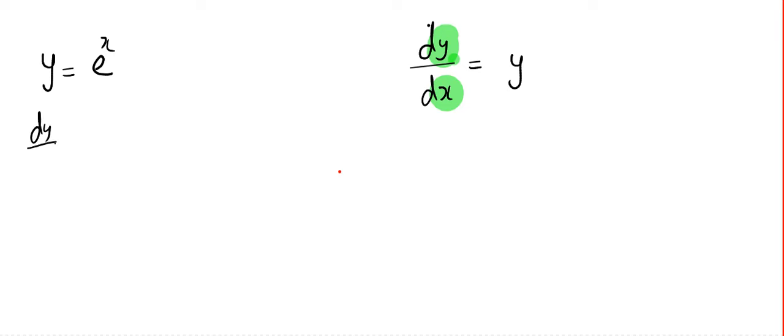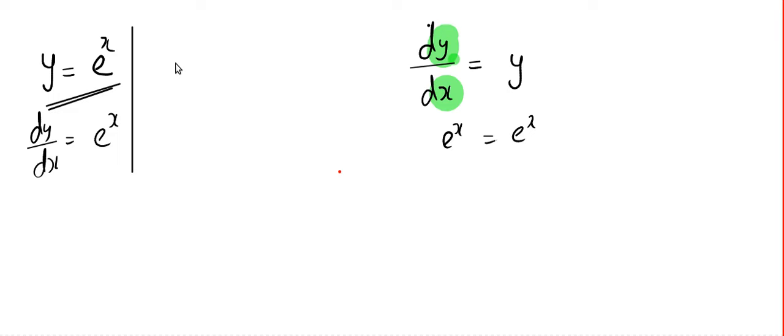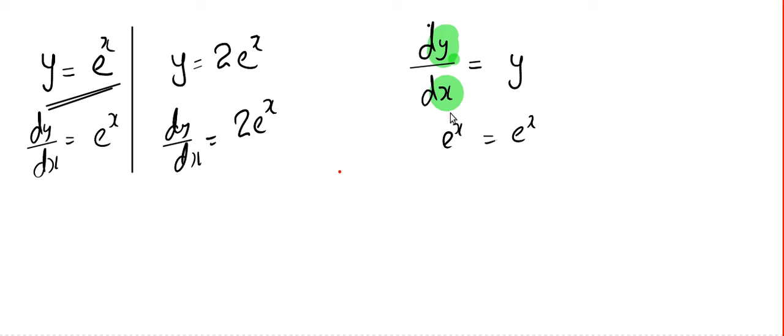Look, dy by dx of the exponential function is e power x. See, e power x equal to e power x. So I can say y is equal to e power x is a solution. Now I'll tell you one more interesting fact about this solution. If you multiply this by 2, again it will satisfy. So look at this, dy by dx will be 2 into e power x. See? So generally speaking, the solution will be a constant multiplied by e power x.